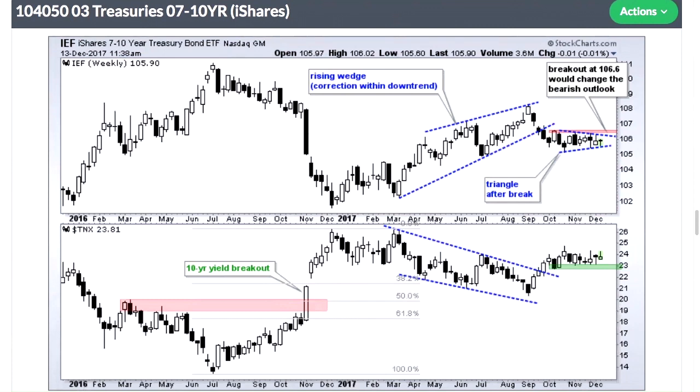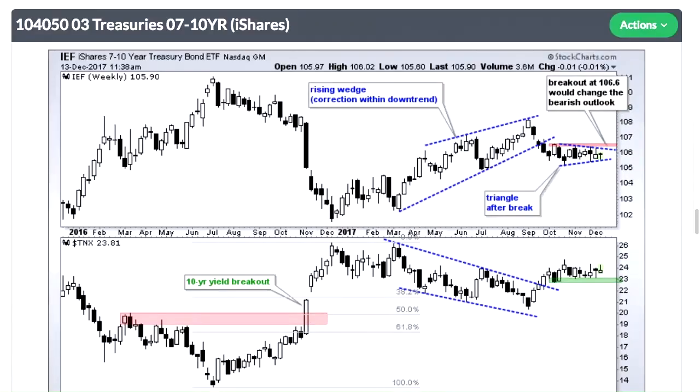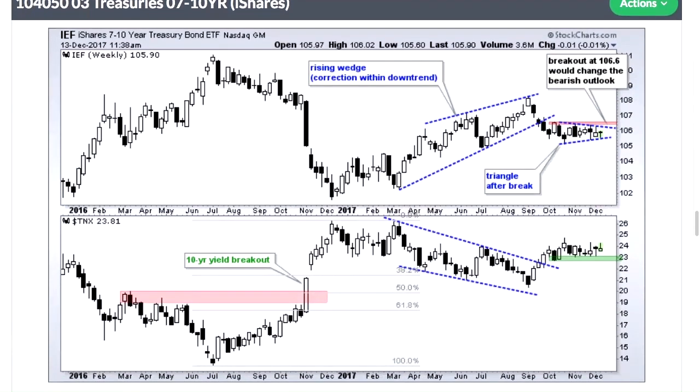So we've got IEF and TLT here on one chart for easy comparisons. Sorry about that little jump there. Okay, so basically we had this huge swoon in 2016, and then we had the big advance, but it fell well short of this prior high, and then we broke down, broke the wedge, and now we're consolidating with a triangle. So a consolidation after a breakdown to me seems like a bearish continuation pattern.